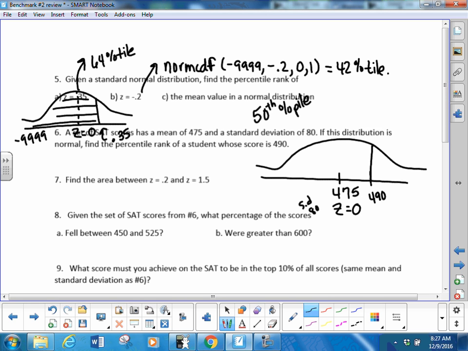Mr. Thompson, I did that 42. Oh, right here. Okay, let's see. Let me grab my calculator. Maybe I typed something in wrong. Second distribution. And it's entirely possible that I've typed it wrong. I got 42. Yeah.